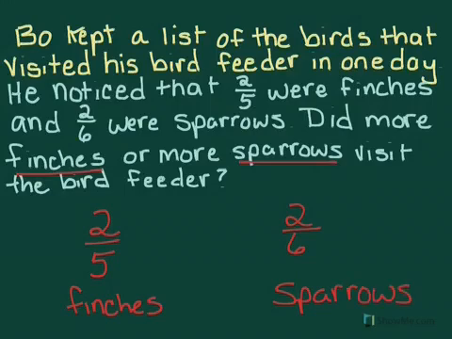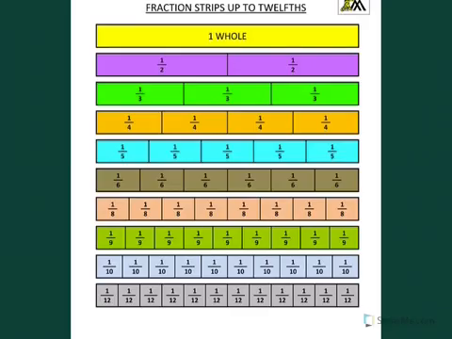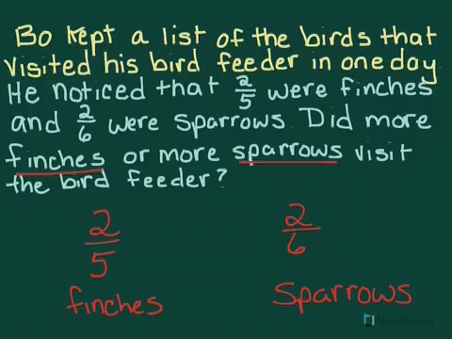Again, I'm noticing my numerators are the same. I wonder if the fraction with the smaller denominator will actually be greater. Let's use our fraction strips. So 2/5 and 2/6. Here are my fifths. There's 2/5. Here are my 6s. There's 2/6. Clearly, 2/5 is greater. That means that there would be more finches.